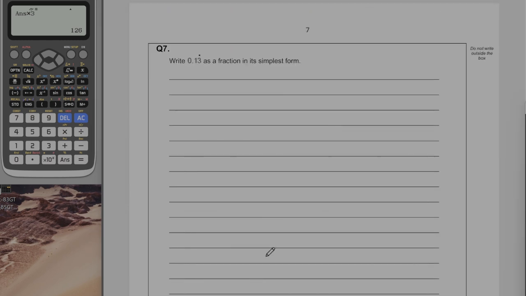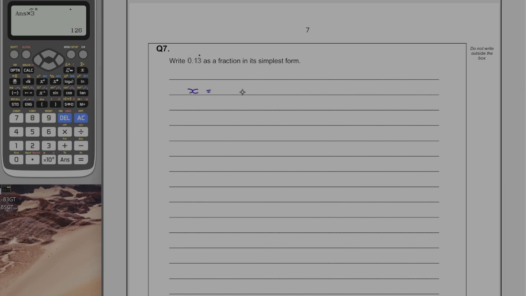Right, question 7. Write 0.13 recurring as a fraction in its simplest form. So I'm going to use algebra for this. First of all, I'm going to say that x is equal to 0.13 recurring. Then I'm going to jump straight to saying that 10x is equal to 1.33 recurring. And I've times by 10 just so I've got this recurring pattern.